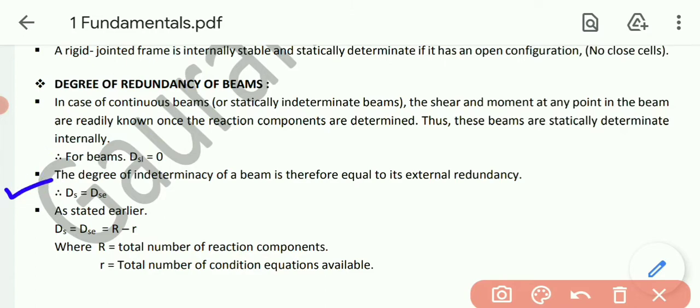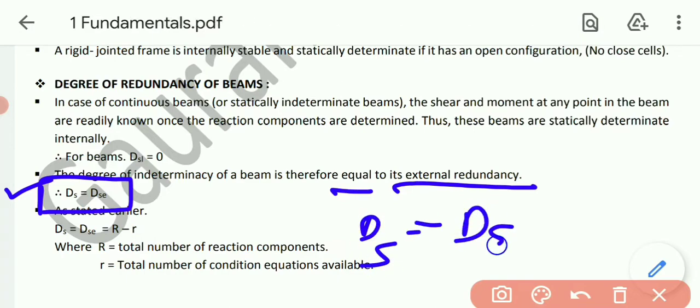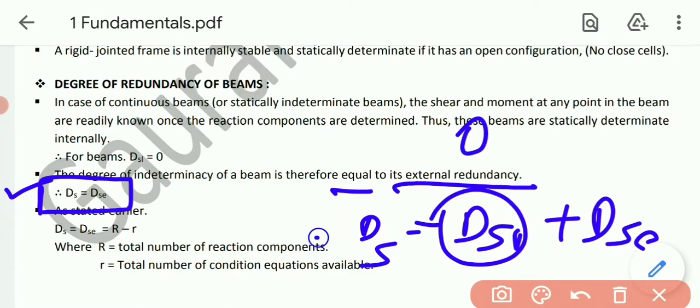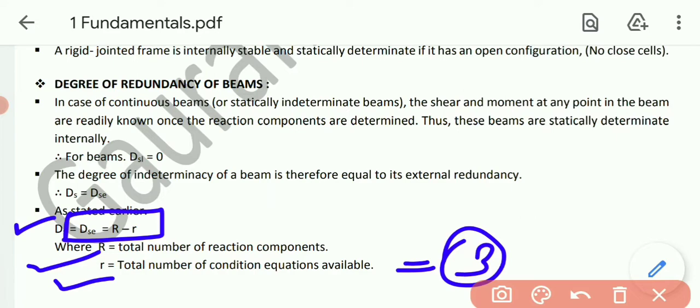So the degree of indeterminacy of the beam is equal to its external indeterminacy. Basically, the DS formula is DS equals DSI plus DSE. As DSI is equal to 0, I can say DS equals DSE. As stated earlier, DS equals DSE, which equals capital R minus small r, where capital R stands for the total number of reaction components, meaning the number of reactions produced, while small r is the total number of equilibrium equations available. These are 3: sigma H, sigma V and sigma M equal to 0.